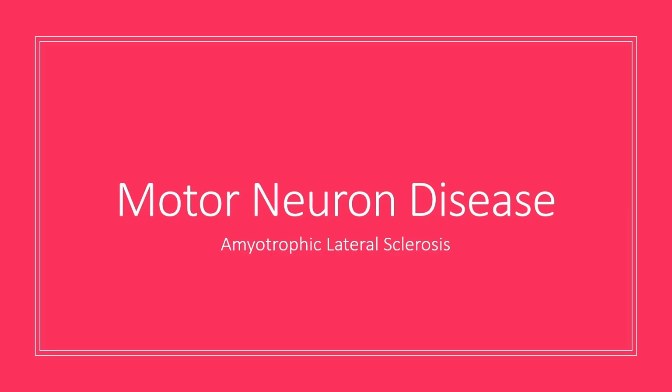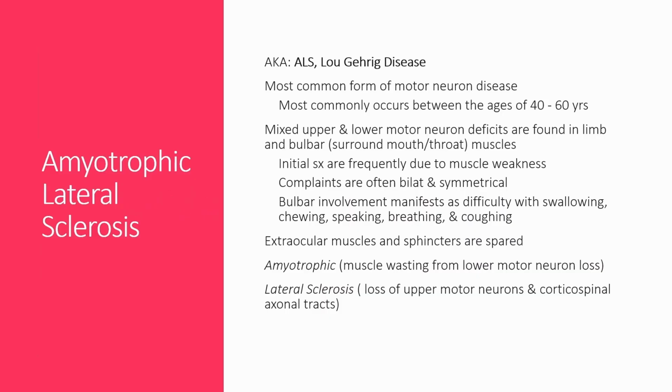Okay, so let's get through some motor neuron diseases. The first one is amyotrophic lateral sclerosis, ALS for short, also known as Lou Gehrig's disease. The most common form of motor neuron disease, most commonly between the ages of 40 and 60. If you ever watched that movie about Stephen Hawking, he also had ALS.